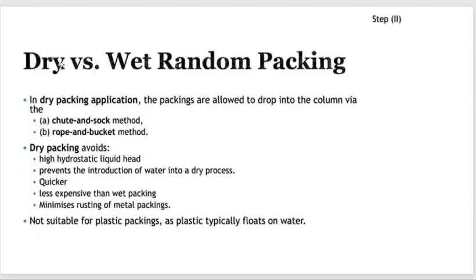And there is a dry process like sock loading. Sock loading is easy, like the catalyst, to install the Raschig ring inside the tower. Each process is recommended in some cases. Here chute and sock, this is for the dry. Rope and the bucket, this is for the dry. Dry packing avoids high hydrostatic liquid head, prevents the introduction of water, so it is not necessary to use water or clean condensate. Quicker, less expensive, and minimum rust of metal packing.